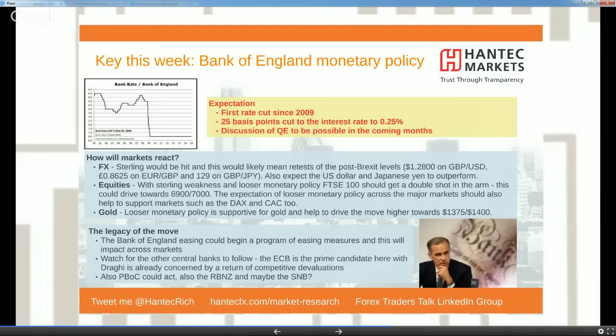Other banks could also act. The People's Bank of China, interestingly enough, did a little bit of a cheeky easing around the Brexit time. It could be following suit again because of the dollar strength. You'd also see possibly the RBNZ, possibly the SNB. These are all possibles following suit as well.